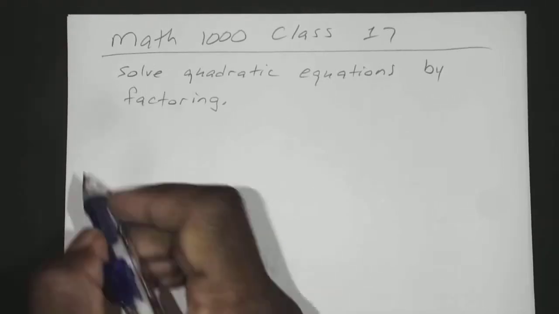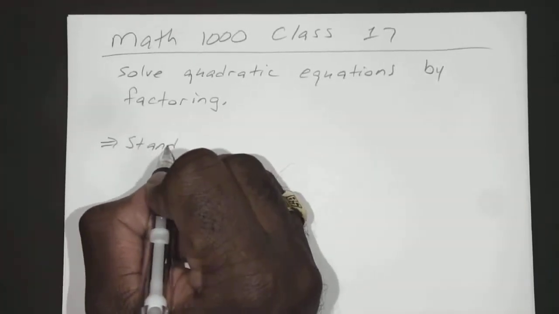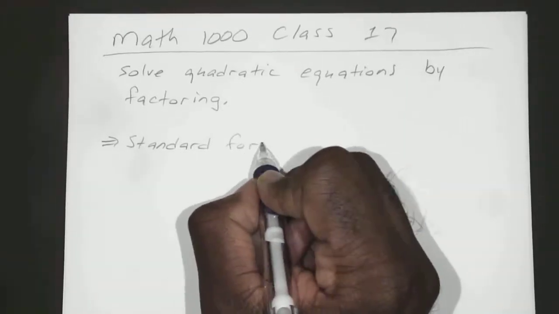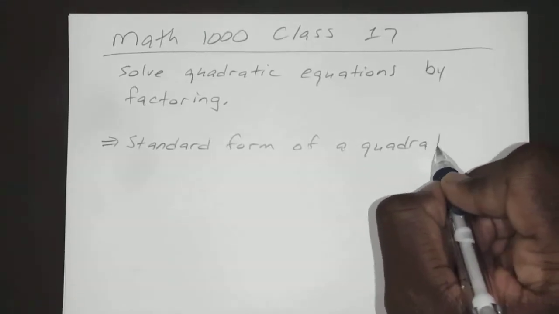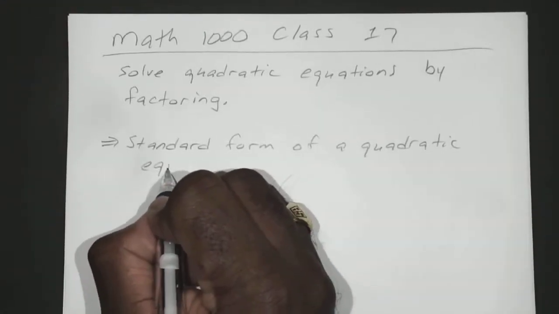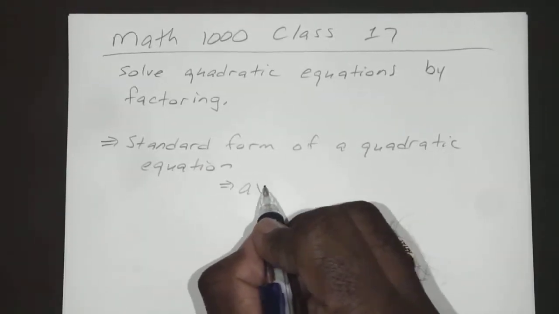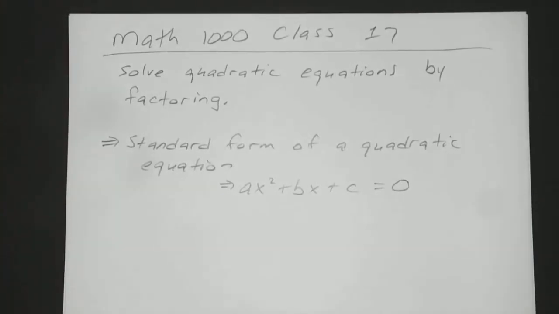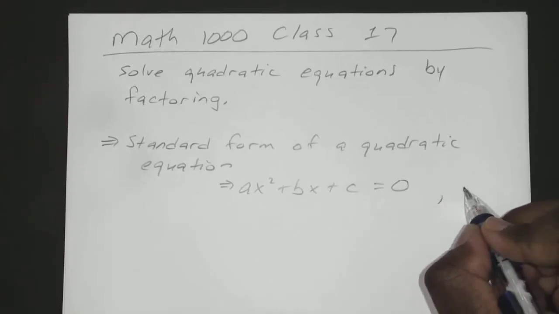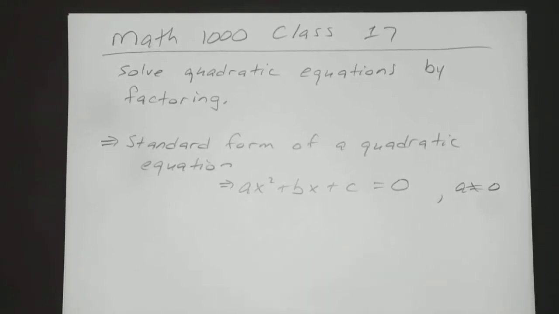Now, to do that, we're going to need all of our equations in standard form. The standard form of a quadratic equation is ax squared plus bx plus c, but this time it is equal to 0. And of course, we know that our lead coefficient doesn't equal 0.